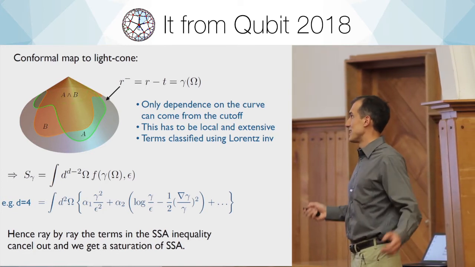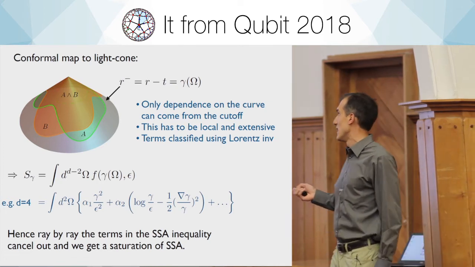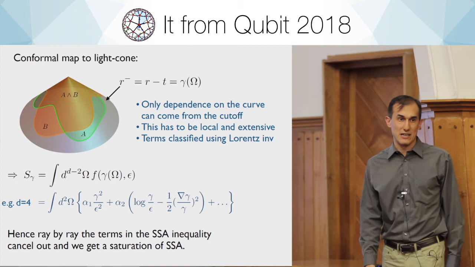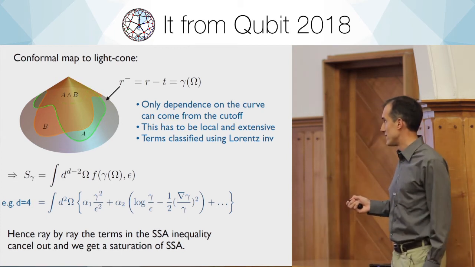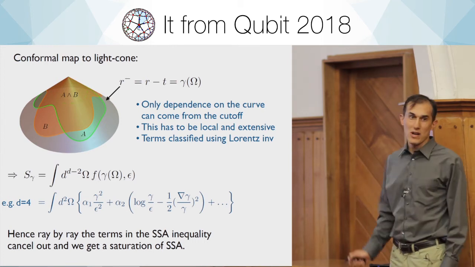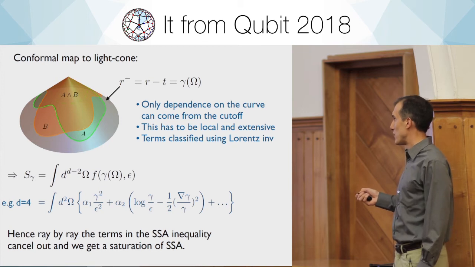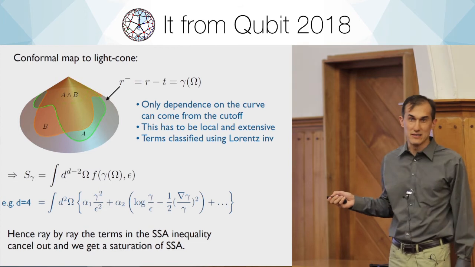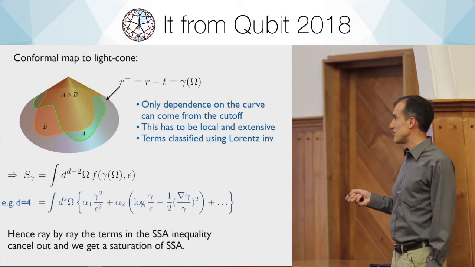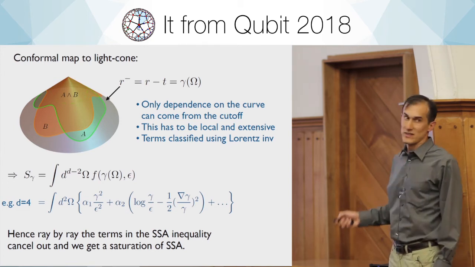Now the previous result that the entropy is independent of the curve means that on this side, all the dependence on the curve can only come from the fact that we have a cutoff. Now, because it's cutoff dependence and we have a local QFT, it has to be local and extensive. And moreover, the possible terms that enter here can be classified using the fact that we have Lorentz invariance at our disposal. So this means that the entropy now on this cone can only be a local integral over these angular directions of some function that depends on the curve and the cutoff.